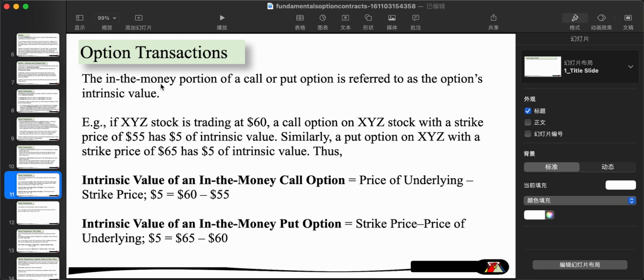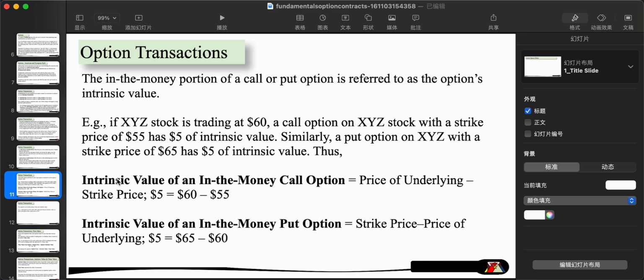The in-the-money portion of a call or put option is referred to as the option's intrinsic value. For example, if XYZ stock is trading at $60, a call option on XYZ with a strike price of $55 has $5 of intrinsic value. Similarly, a put option on XYZ with a strike price of $65 has $5 of intrinsic value.